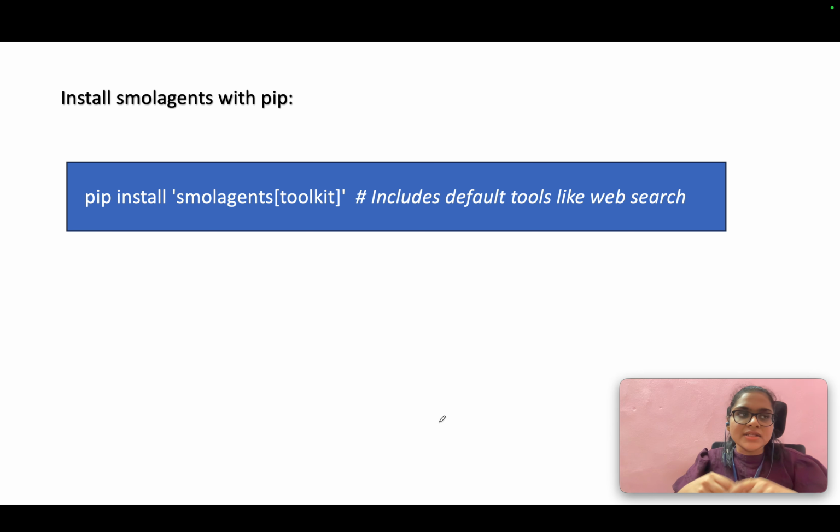Now, how can we install smolagents? Smolagents can be easily installed with pip. You can install it with the command pip install smolagents[toolkit]. The toolkit is an optional parameter. By including it, it will install the dependencies required by the default tools like web search. Since we have included this, the default tools like web search will be available for us.